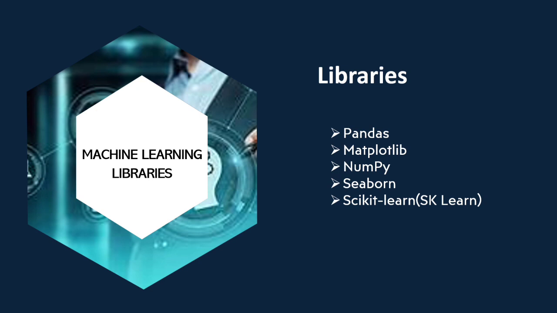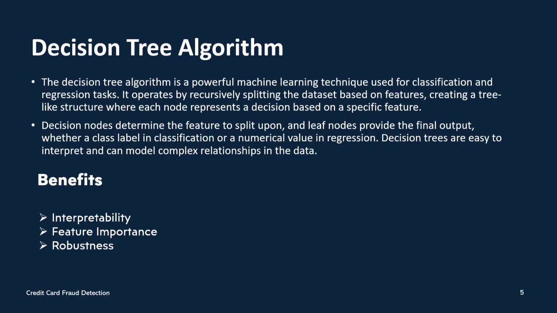And the next one, Seaborn. Seaborn is a statistical data visualization library based on Matplotlib, specializing in creating informative and visually appealing statistical graphics, aiding in data analysis and understanding. And the last one, Scikit-learn. Scikit-learn is a machine learning library in Python, providing simple and efficient tools for data mining and analysis, including various algorithms for classification. Now, in our project, we are using the decision tree algorithm.